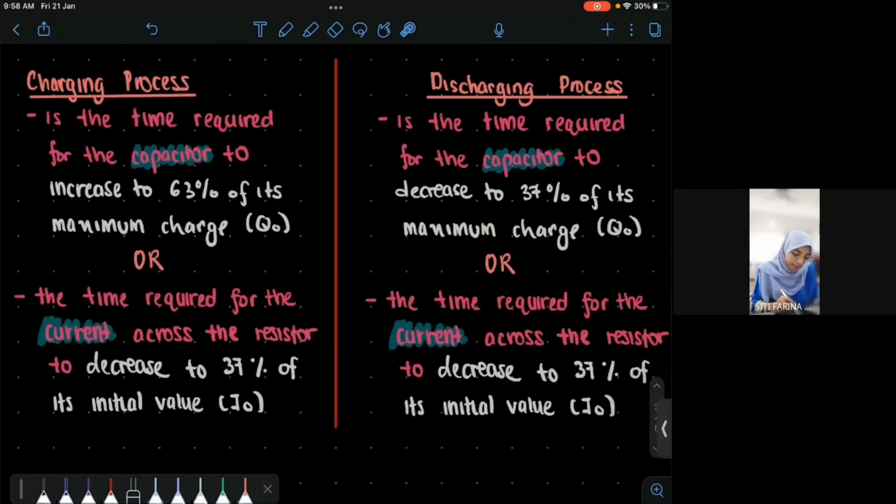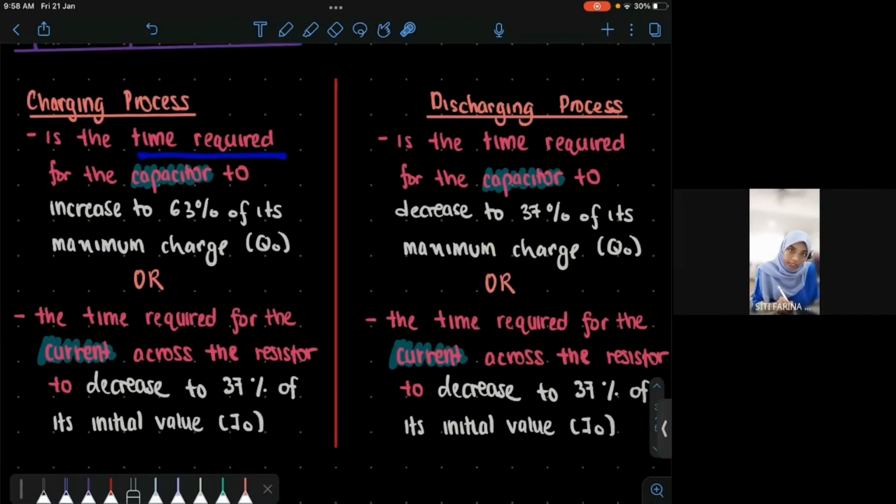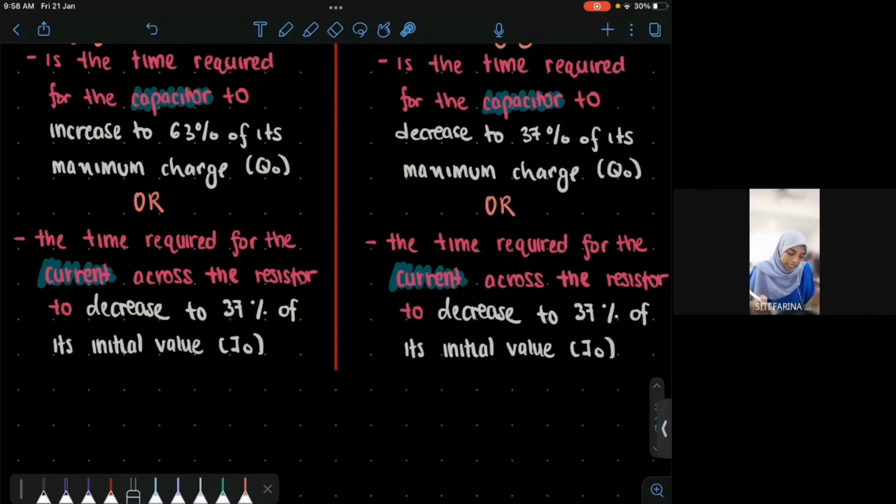for charging process, time constant is defined as the time required for the capacitor to increase to 63% of its maximum charge. Maksudnya berapa lama masa yang diambil untuk charge kita sampai ke 63%. Okay, because initially you do not store any charge on the capacitor, betul tak? So kita nak tengok after 63% tu. After you have stored 63% itu, masa yang diambil itu adalah time constant kamu. Tapi if it were for current, dia punya definition lain, the time required for the current across the resistor to decrease to 37% of its initial value.